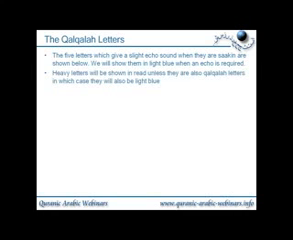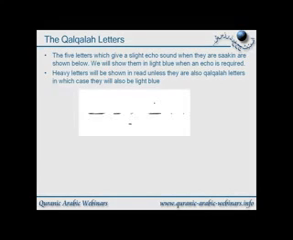Okay, and we will show them in light blue when an echo is required. Heavy letters will be shown in red unless they are also qalqala letters, in which case they will also be light blue. So when we have some letters with sukoon, i.e. they're sakin, and they require an echo, we're going to draw them in light blue. Some of those letters are also the heavy letters, which in most of our lessons we've shown as a sort of dark red. So in that case we won't show them as dark red, we'll show them as light blue because the echo is more important in this case.